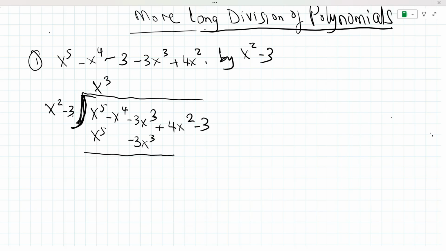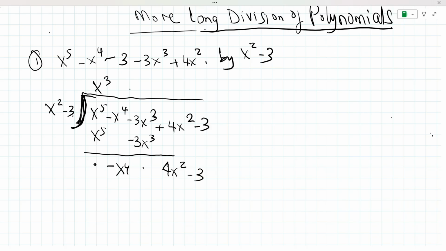Please watch the alignment of our answers here. So x to the power 5 minus x to the power 5 will give us nothing. And then we'll have minus x to the power 4, and then minus 3x cubed. Minus 3x cubed gives us 0. Then we come down to 4x squared and minus 3.